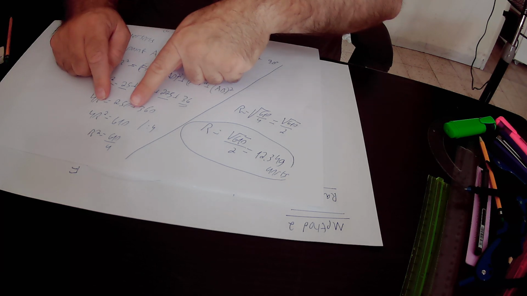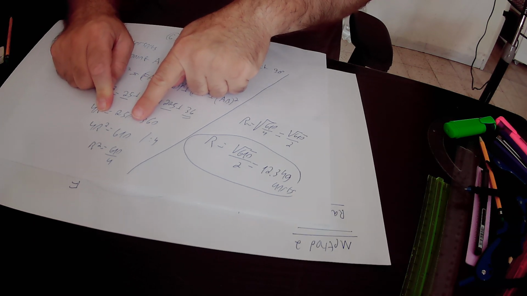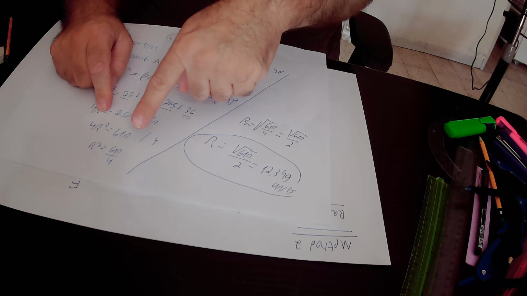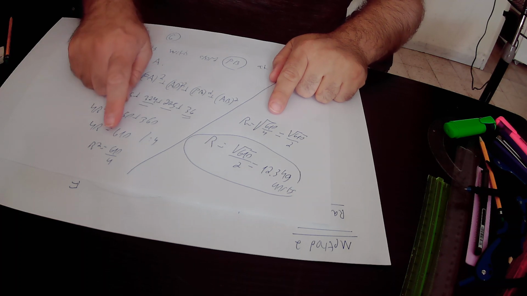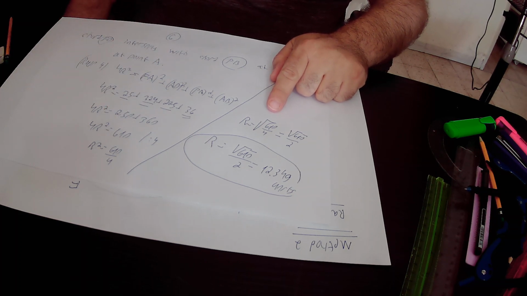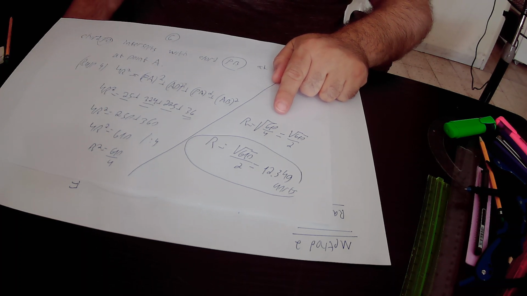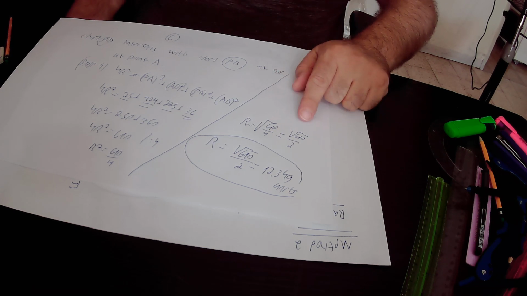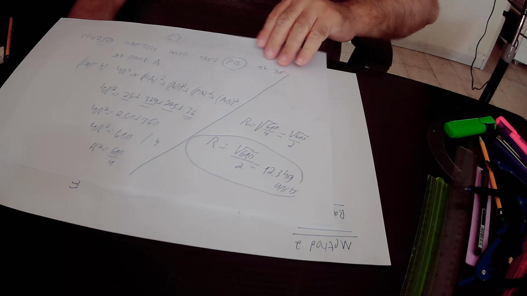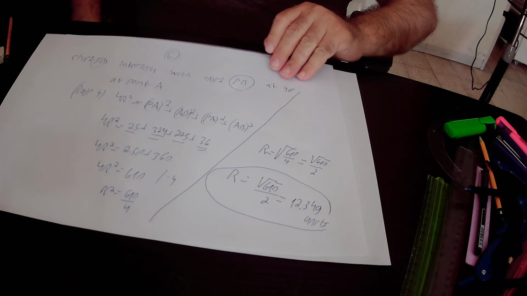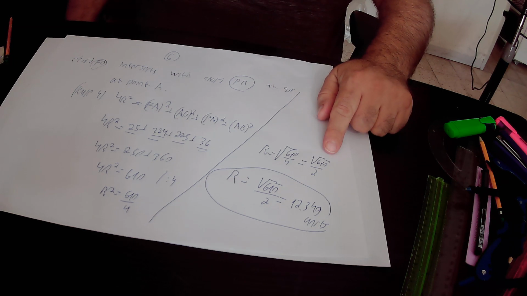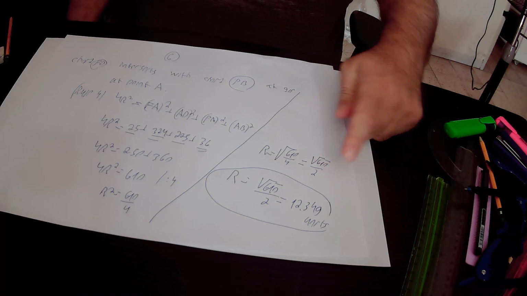We divided this equation by 4 and got that R square equals 610 over 4. Then we took the root of this equation and got that R equals the square root of 610 over 4. The square root of 4 is 2. So the radius of this circle equals the square root of 610 over the square root of 4, that is 2.